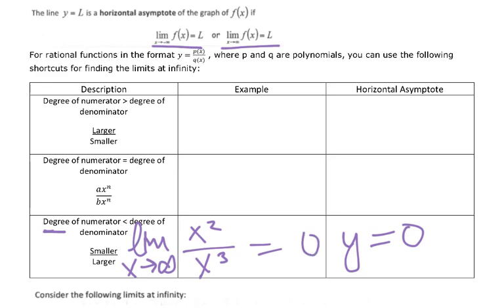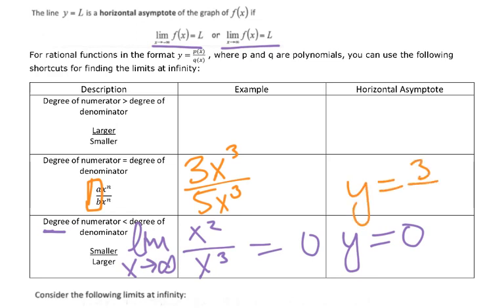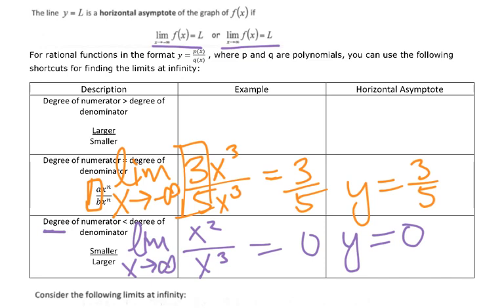If you have a rational function where the degree is the same on the top and the bottom, or the numerator and the denominator, you're going to look at the leading coefficients. So if you had 3x cubed over 5x cubed, your horizontal asymptote will be 3 over 5, because those are the leading coefficients. That means if you were asked to find the limit as x went to positive infinity or negative infinity, your limit would be 3 over 5.